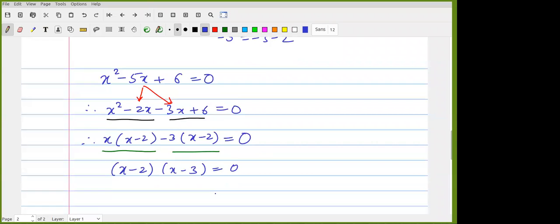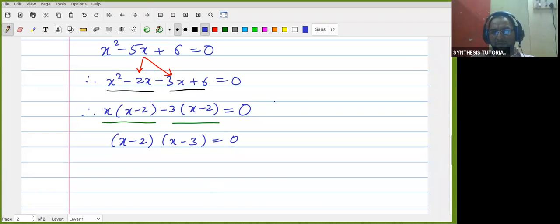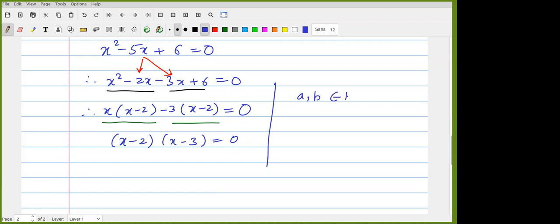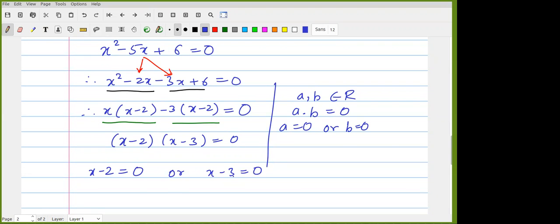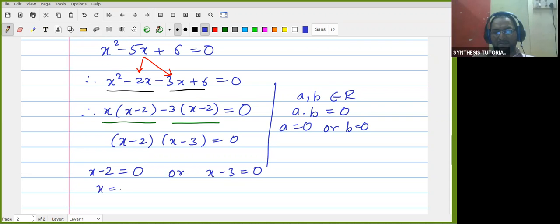Now please remember this is a property of real numbers. The property goes this way: if you have two real numbers, a and b, and the product is 0, then one of them is 0. So either a equal to 0 or b equal to 0 or both of them are 0. By using this property, I can directly say x minus 2 is 0 or x minus 3 is 0. Yes or no? Yes, sir. So what I'm getting now, x is equal to 2 or x is equal to how much? 3. All of you agree?